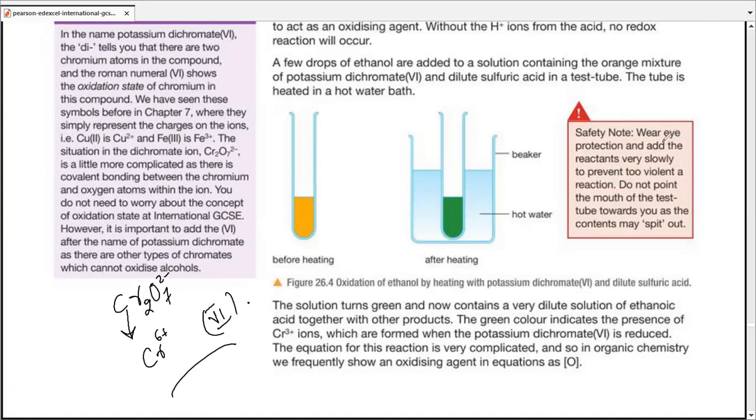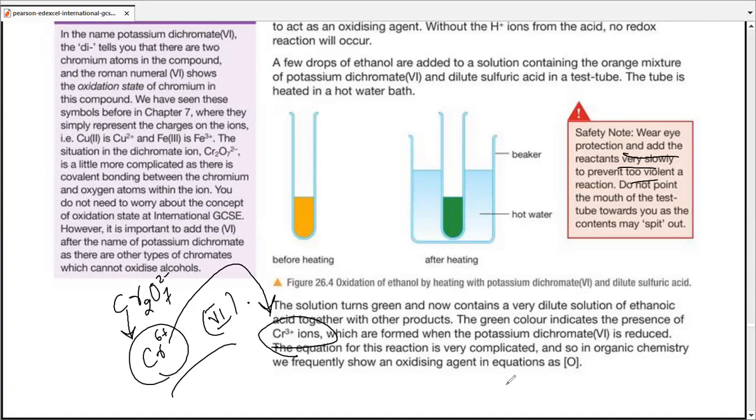One more thing, wear eye protection and add the reactants very slowly because that reaction can be violent. Do not point the mouth of test tubes towards you or any of your friends because the contents may spit out. Okay. The solution turns green and now contains a very dilute solution of ethanoic acid together with other products. The green color indicates the presence of chromate 3 ions, which have been converted from chromate 6 into chromate 3 as reduction. So the oxidizing agent reduced itself and oxidized the alcohol into carboxylic acid.